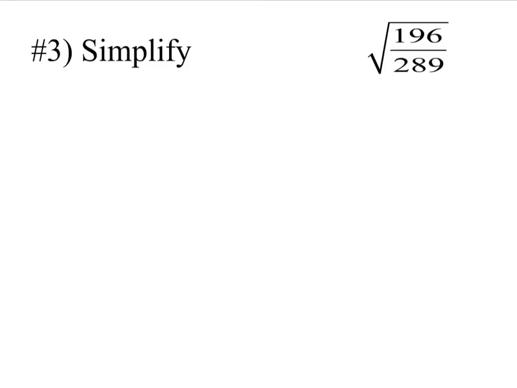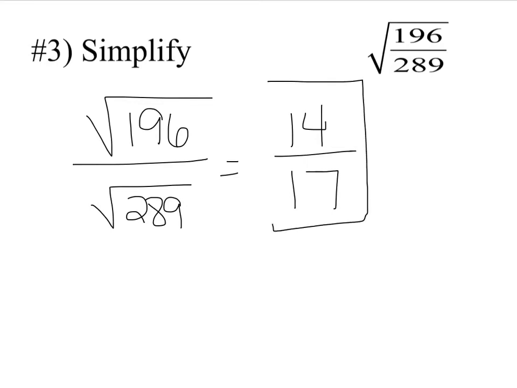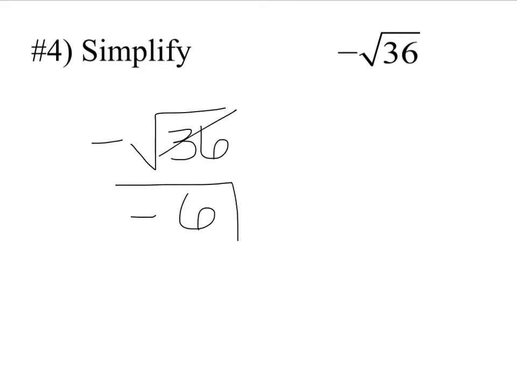Okay. If you have the square root of 196 over 289, I'm going to break up my square root and make it the square root of 196 divided by the square root of 289. The square root of 196 is 14, and the square root of 289 is 17. If you didn't know that, you do know that the square root of 144 is 12, so 144 is pretty close to 169, so you should know that it's somewhere around 12. Negative square root of 36, the square root of 36 is 6, and then we're just going to put our negative out in front of it.